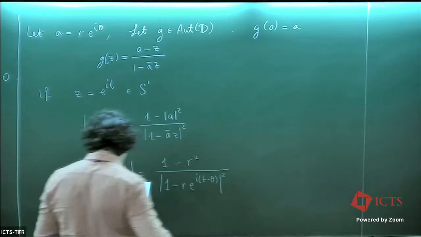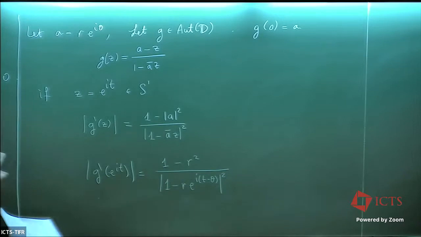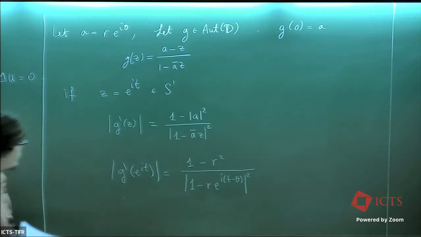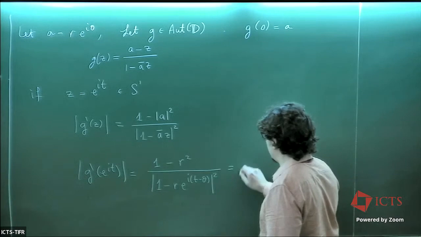Okay, so this starts looking closer and closer to the Poisson kernel. In fact, it's the same if you develop the square as a complex number. So this is exactly P_r of t minus theta.